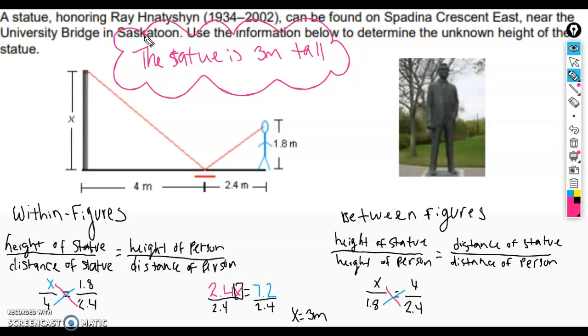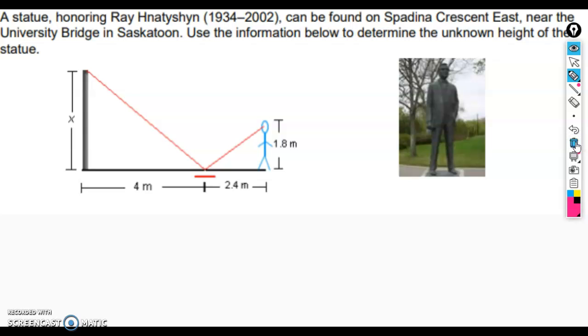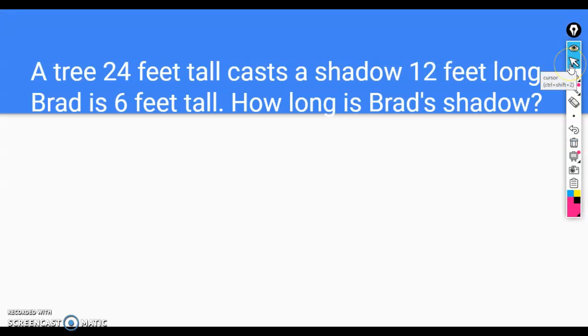All right, so now let's look at another example. The next example, a tree is 24 feet tall and it casts a shadow of 12 feet long. Then we have Brad, who is 6 feet tall. We want to know how long Brad's shadow is. So, unfortunately, this does not give you a diagram. So if you are not provided a diagram, please draw one. And it could be as simple as 2 triangles, or if you want to have fun with it and actually draw out the scenario, that's fine too.